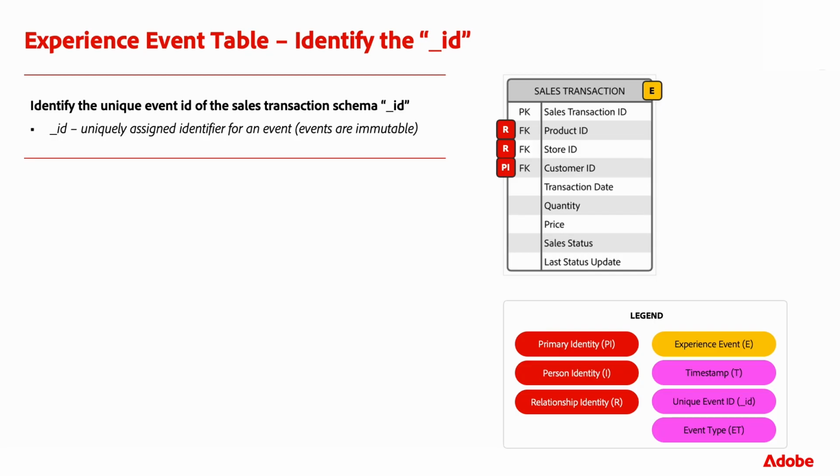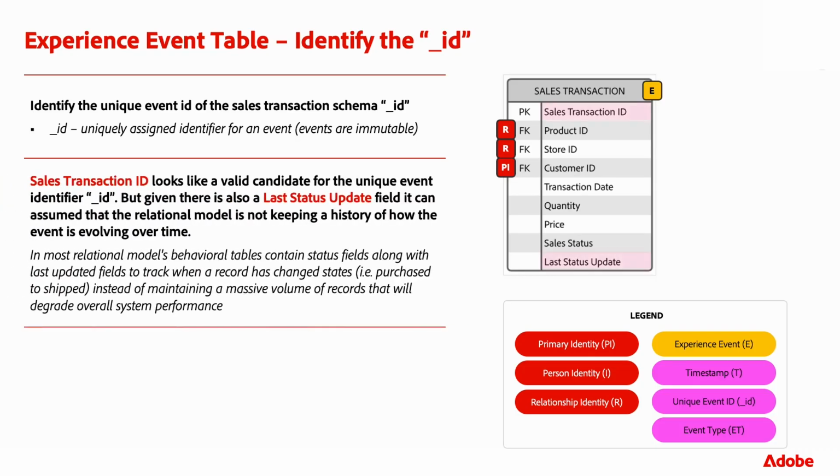Remember, only the experience event has required fields. And the first one is the _ID field, which is meant to uniquely identify the event. Keep in mind, events are immutable in the real-time customer profile. Immutable means they cannot repeat. Looking at the schema, the best option looks like sales transaction ID. And that's probably what you're thinking you should label as the _ID. But there's also a last status update field that can be found in the schema. Interestingly enough, this last status update field probably was added because of the status column.